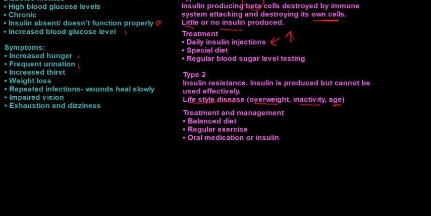So type 2 diabetes starts off with insulin resistance. So insulin is produced, but it cannot be used effectively by the body. And you'll see that sometimes if somebody has a certain waistline measurement, they'll tell you to most likely go get checked to see if you're insulin resistant or even have type 2 diabetes. The treatment and management of this is through a balanced diet, regular exercise, and then oral medication or insulin will also be used in those cases.